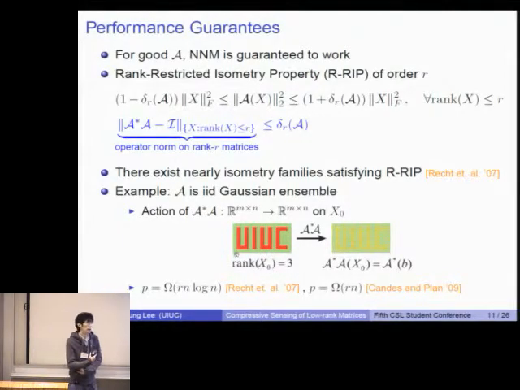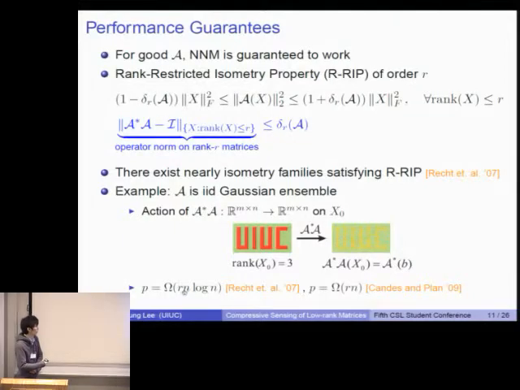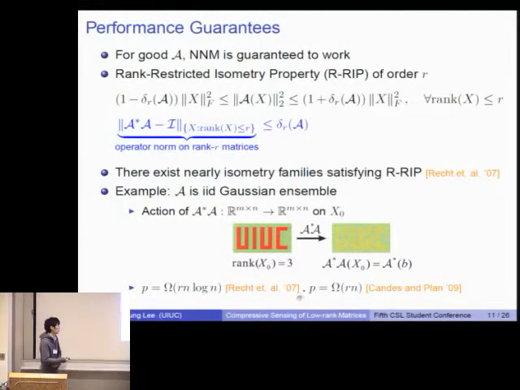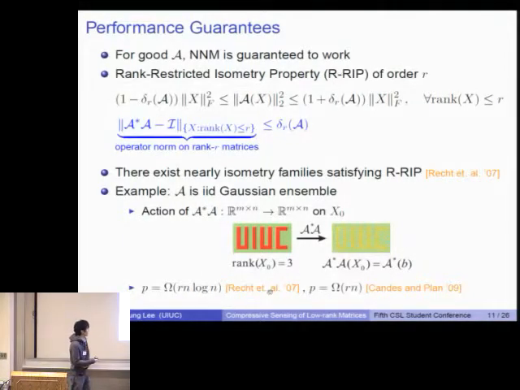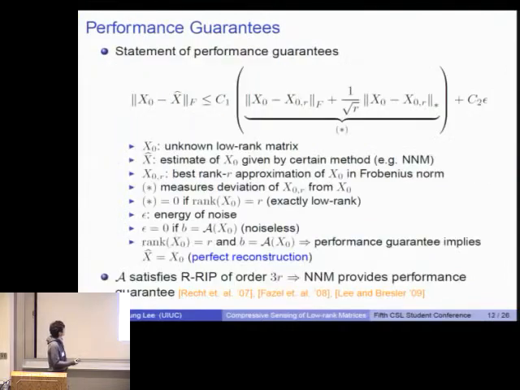When is this property satisfied? For that, Recht and others, and Candès and Plan, studied the requirement on the number of measurements. When the number of measurements P is proportional to R n log n, or P is proportional to R n, then the Gaussian ensemble satisfies this property. Now it's time to clarify the statement of the performance guarantee.